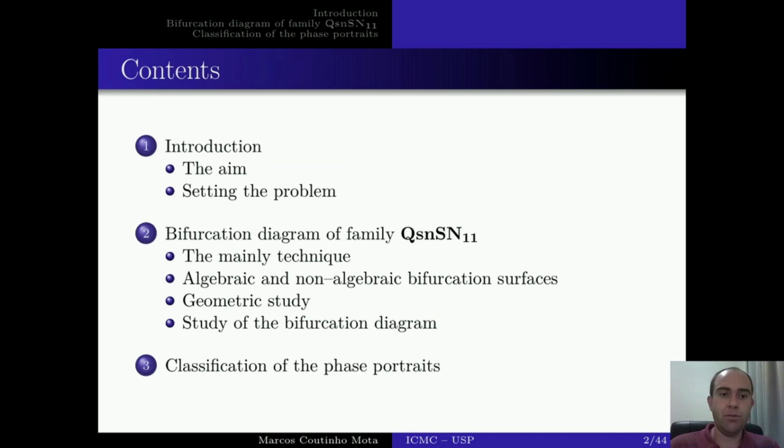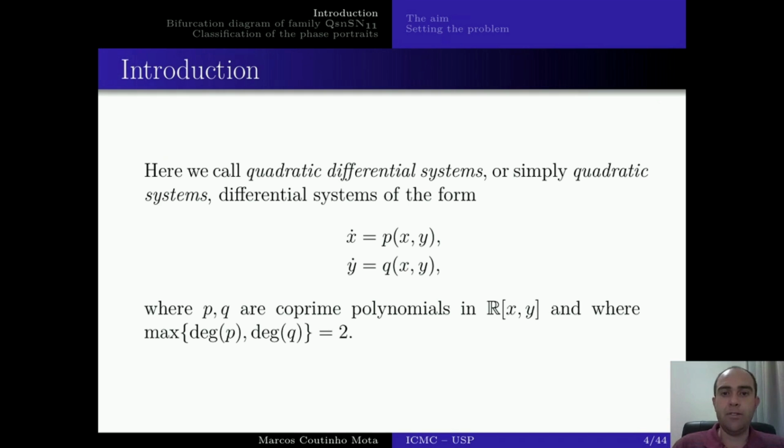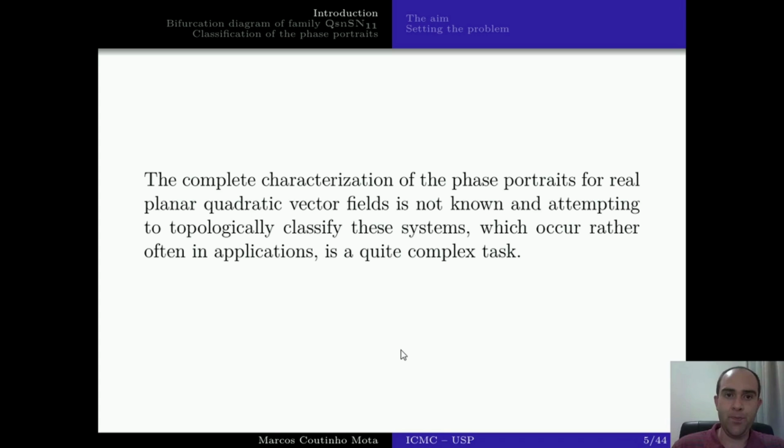Today I'm going to talk with you about the study of a bifurcation diagram of a family of quadratic differential systems. And I will explain how we classify the phase portraits that we obtained in this study. Here we call quadratic differential systems those of this form, where P and Q are coprime polynomials in this ring, and the maximum of the degrees of P and Q is 2.